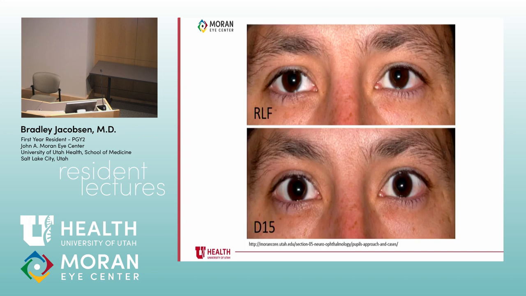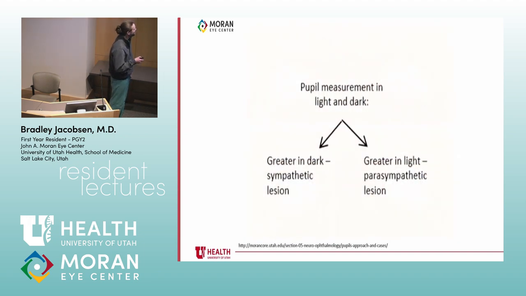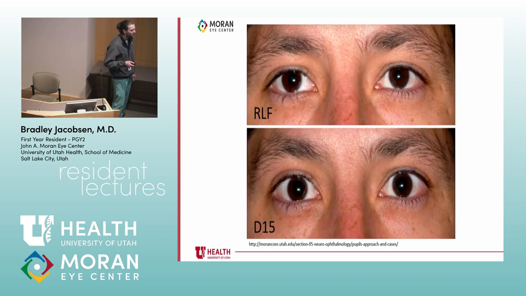Okay, so who can see that and wants to describe it to me? Sarav, what do you see? Can you see the pupils or no? I think the right side is larger. Yes. Room light. What does RLF stand for? Room light far. And why is it important that it's far? Because it's focusing on, like, accommodating. Yeah, exactly. I think it gets bigger at D15, or dim light after 15 seconds.